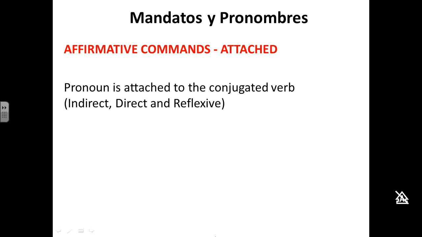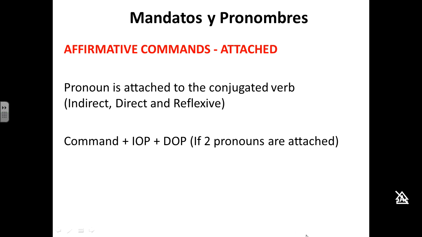So with affirmative commands, the pronoun is attached to the conjugated verb. So any positive command, doesn't matter if it's the tú, the usted, the ustedes, or the nosotros, the pronoun is actually attached to the conjugated verb. This is the only time, and these are the pronouns that I'm talking about, direct, indirect, and reflexive. These are the only times that you ever actually attach a pronoun to a conjugated verb.